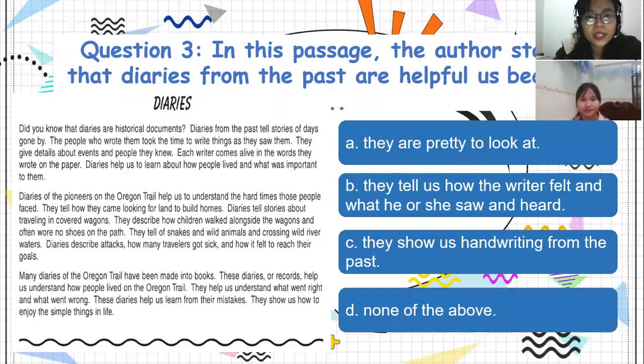Okay, question 3. In this passage, the author states that the diaries from the past are helpful to us because... Helpful to us. Can you see the word help? We change to another word, right? This one we have with this adjective, and then we have some verb here, to us here. Okay, so in this passage, the author states that the diaries from the past... Okay, so let's see the answer here.